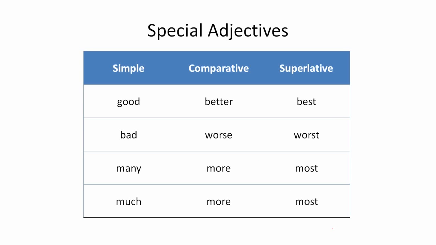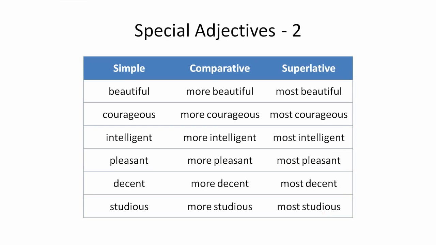Similarly, you have special adjectives where the comparative and superlative degrees are altogether different words. Like good, the comparative is better and the superlative is best. The same goes with bad, worse, worst, many, more, most, much, more, most. Also, we have adjectives where we cannot use er and est forms, like beautiful, more beautiful, most beautiful, courageous, more courageous, most courageous, more decent, most decent, more studious, most studious. So this is all about degrees of adjectives, which we have already learned.